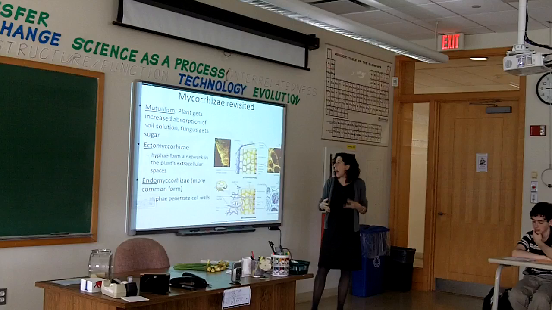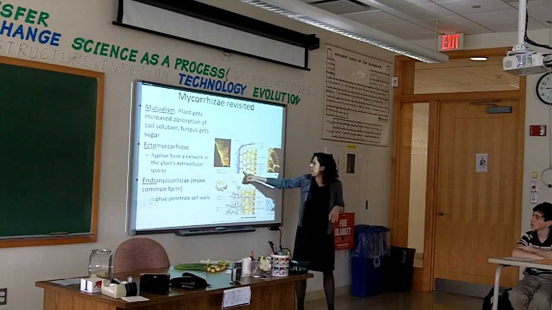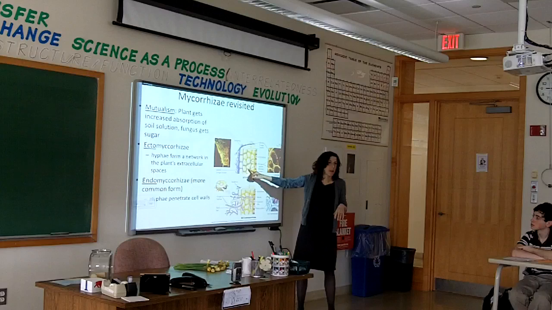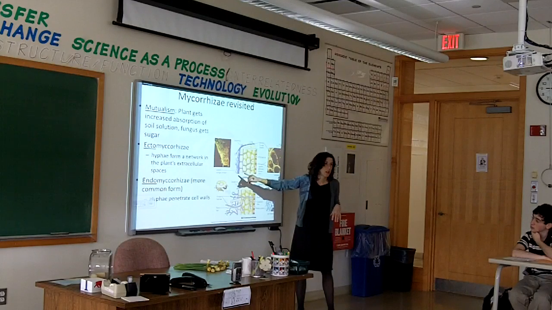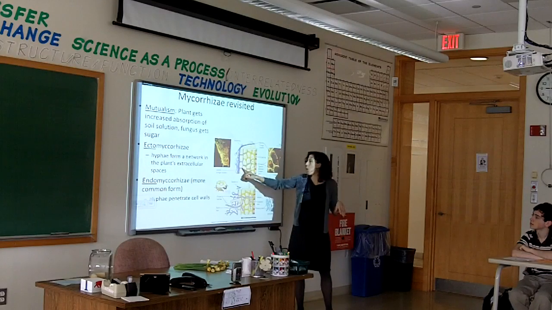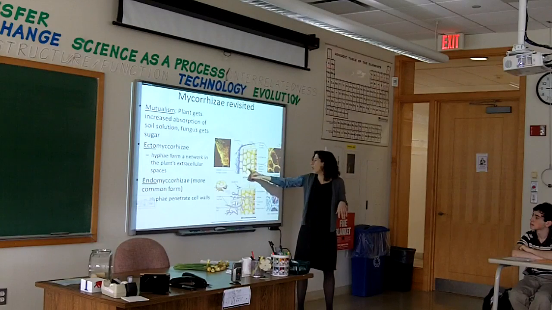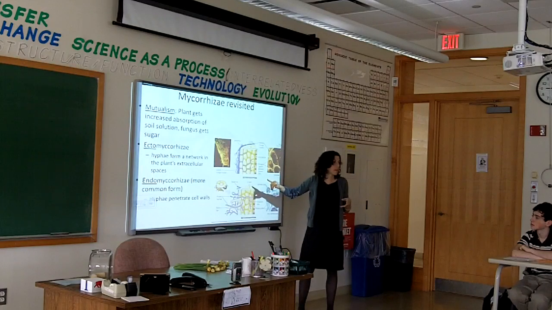Okay, there are two kinds. Ectomycorrhizae, which put their hyphae through the apoplast. Remember the apoplast? What's the apoplast? It's sort of like going through their cell walls. It's usually the cell wall. So the apoplast is going through here without ever entering the plant.